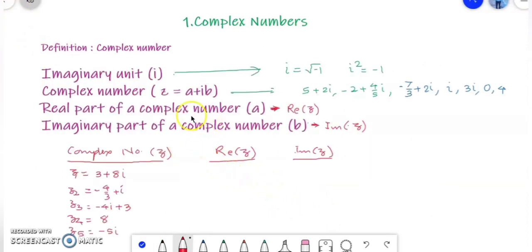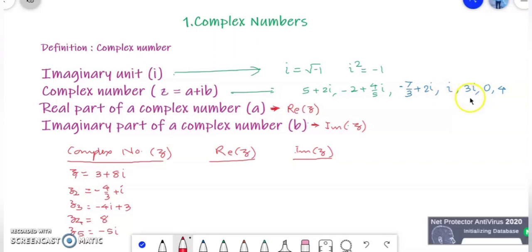So revisiting the matter we studied today, we studied the imaginary unit, which is i equal to root of minus 1, or even i square equal to minus 1. The definition of complex numbers was discussed. A complex number is written in the form a plus ib, where a and b are any two real numbers and i is the imaginary unit. Examples like 5 plus 2i were given. Even i is a complex number because it can be written as 0 plus 1i.